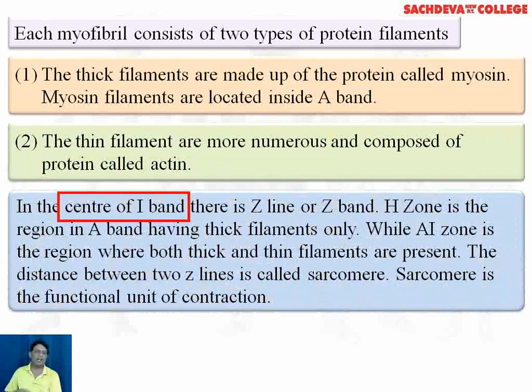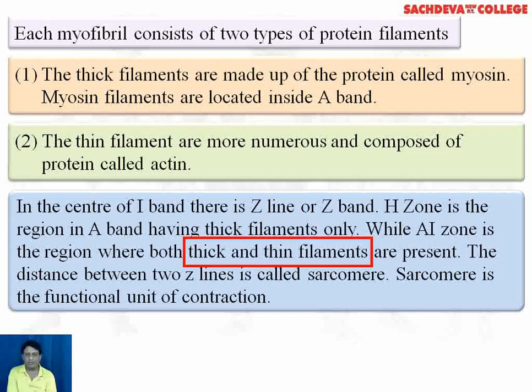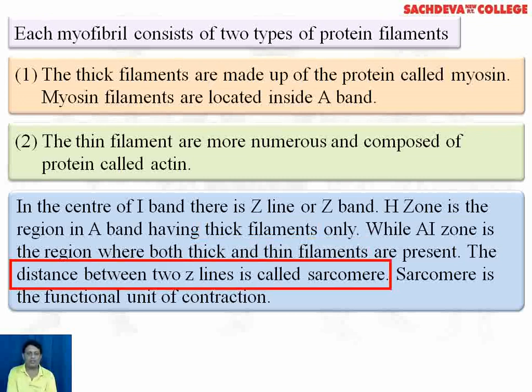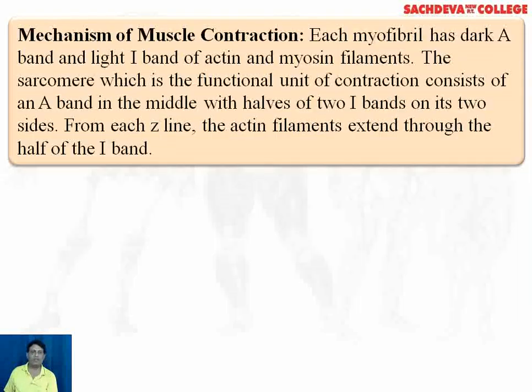In the center of the I band, there is a Z line or the Z band. H zone is the region in A band which contains thick filament only, while the I zone is the region where both thick and thin filaments are present. The distance between two Z lines is called a sarcomere. Sarcomere is the functional unit of contraction.